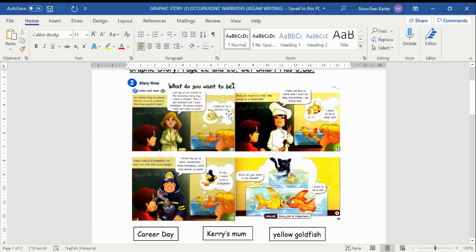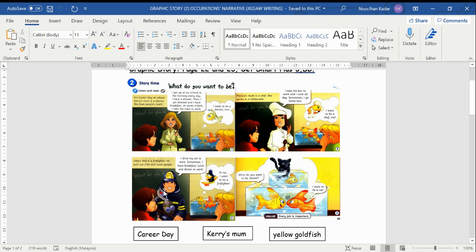Okay, I want to be a dentist too. That means this yellow goldfish is actually listening to Carrie's mom. Maybe these two goldfish are near the venue where these characters are giving speech. Maybe in the school hall. So the aquarium may be there. So that's how both goldfish can listen to the characters giving speech, the main characters giving speech.